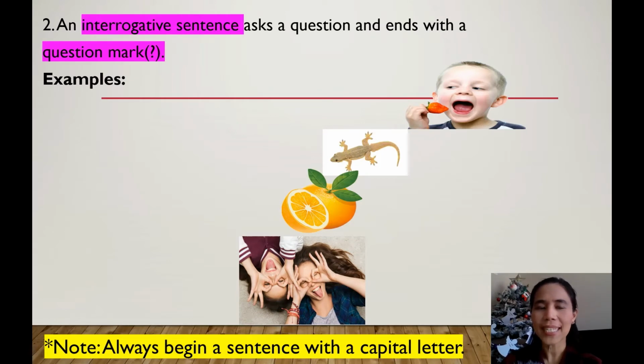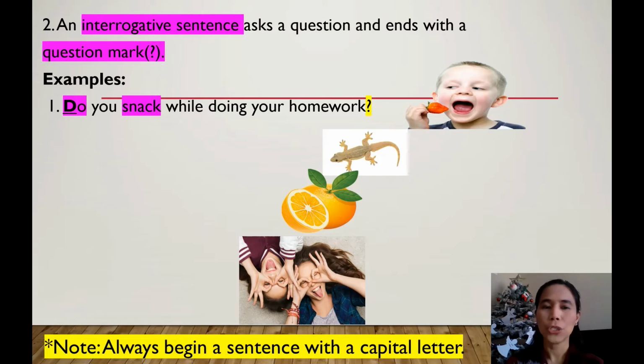The second type of sentence is interrogative sentence. This sentence asks a question and ends with a question mark. Let's make some examples from these given images or pictures. On the first one, we could say, do you snack while doing your homework? Notice that the sentence begins with a capital letter and ends with a question mark. Also, when we are making an interrogative sentence, we start it with a verb. Do is a helping verb and snack is the main verb. And if we put them together, we could say, do you snack while doing your homework? And that makes it a complete interrogative sentence.